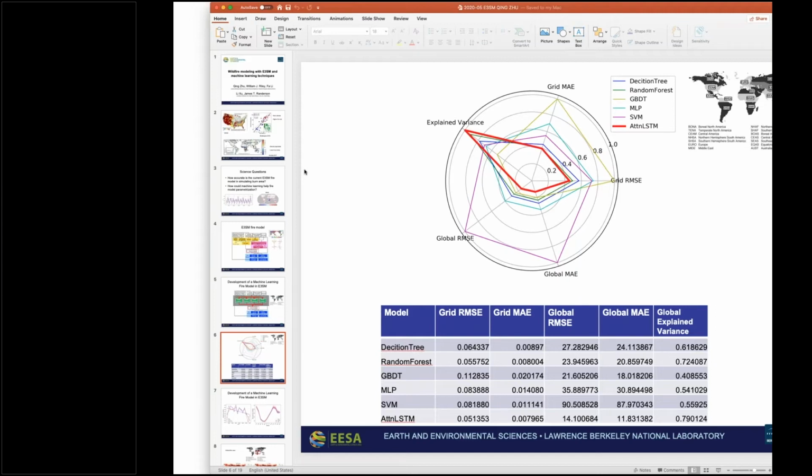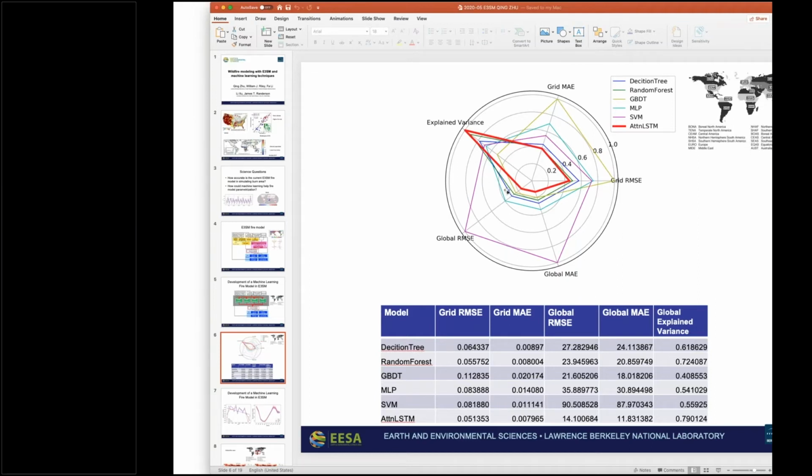And then we try a bunch of different machine learning algorithms here. We have decision tree, random forest, gradient boosted decision tree. Those are 3 highly used or widely used machine learning algorithms in the literature. And then we also have multi-layer perceptron and LSTM. Those are 2 neural network based. And also we have support vector machine.